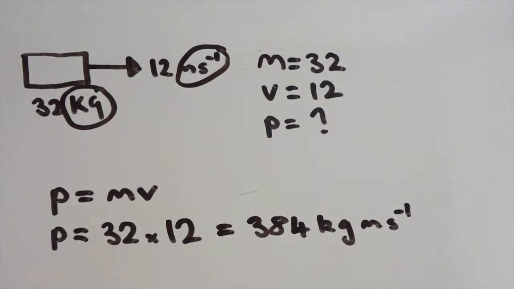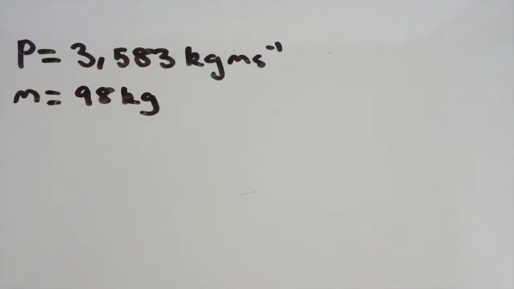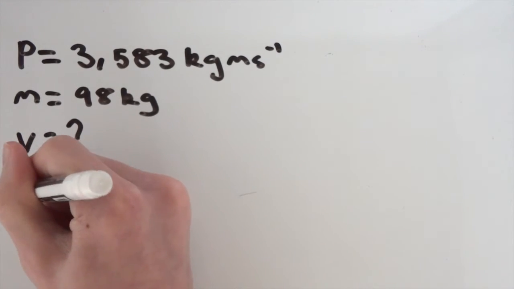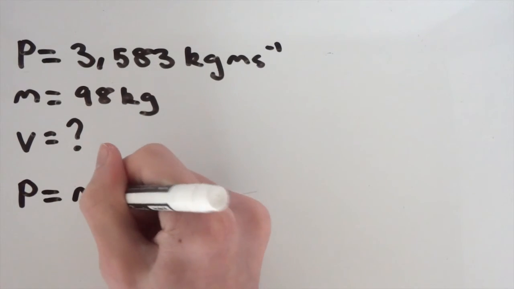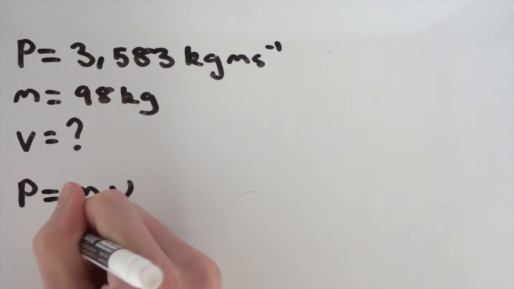So let's try another question using the momentum equation. Let's turn this around and say that the block has 3,583 kilogram meters per second of momentum and weighs 98 kilograms. What is its velocity? It's always good practice to write down what you know. So p equals 3,583 and m equals 98, and we're looking for v.